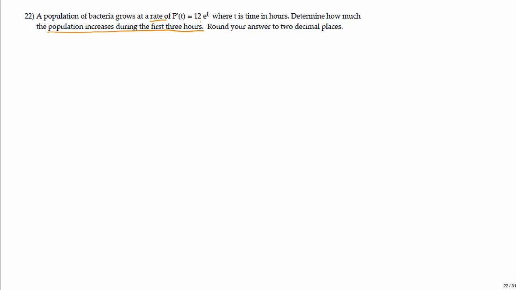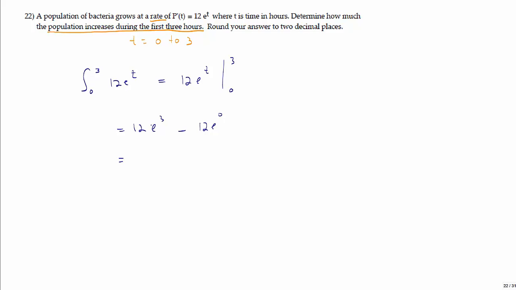Okay, so during the first 3 hours, that means t is going to be going from 0 to 3. So our change then is going to be the definite integral from 0 to 3. My rate is 12 e to the t. All right, so the antiderivative of e to the t is e to the t. So we get 12 e to the t, and then we have to evaluate from 0 to 3. So I plug in my 3, so I get 12 e to the 3, and then the 0, so 12 e to the 0.